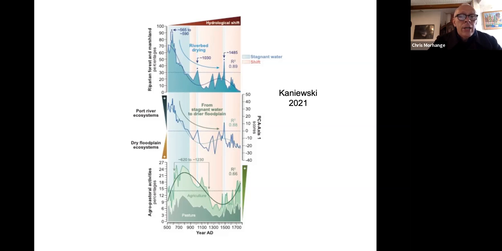So maybe a signal for more activities. In connection with this riparian forest and marshland evolution and the riverbed drying after the 6th century AD, you also have the pollens on the back of the document in connection to agriculture and pasture, which are also an indirect image of a decline of agriculture and pasture between the 7th century and 3rd century AD.